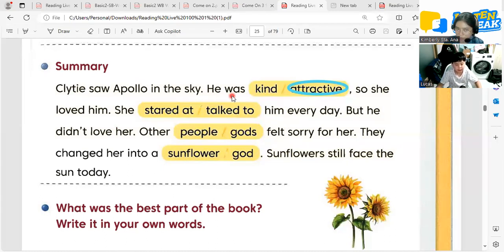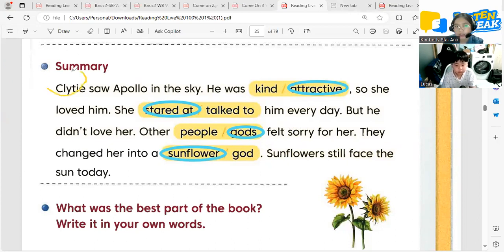So she loved him. She stared at him every day, but he didn't love her. Other gods helped. Other gods felt sorry for her. They changed her into a sunflower. Sunflowers still face the sun today. Very good. Okay, so I have some words that I want you to read again.